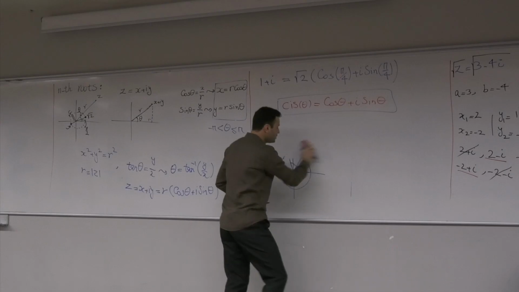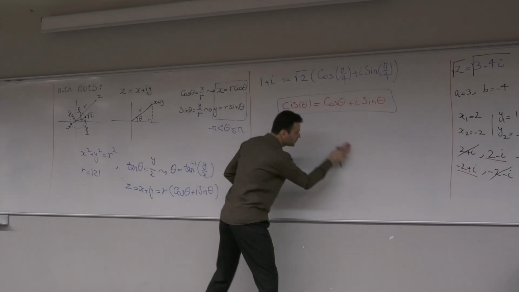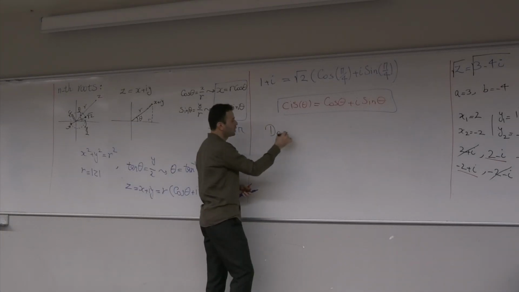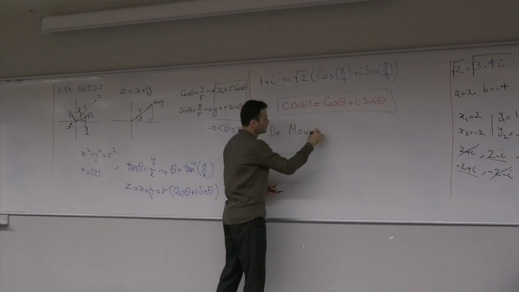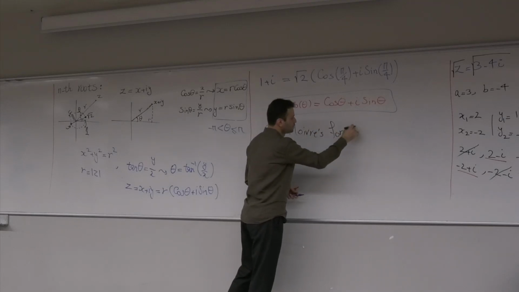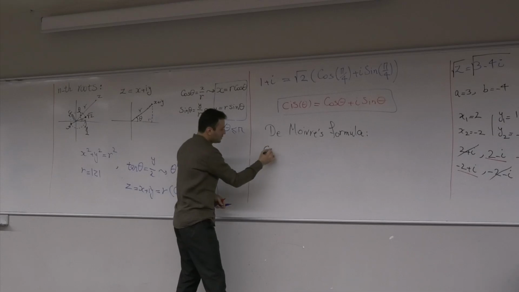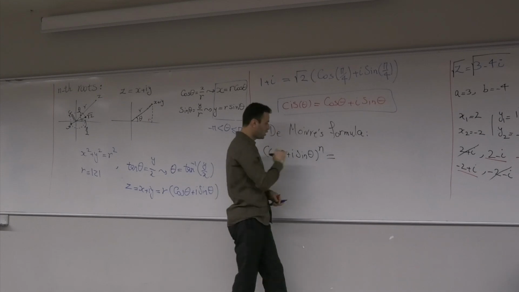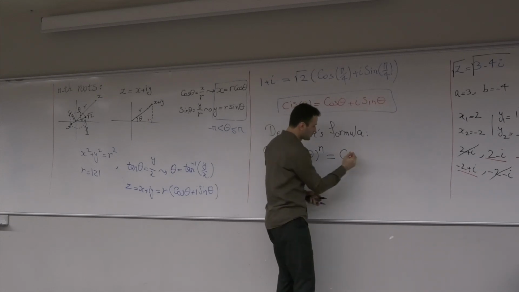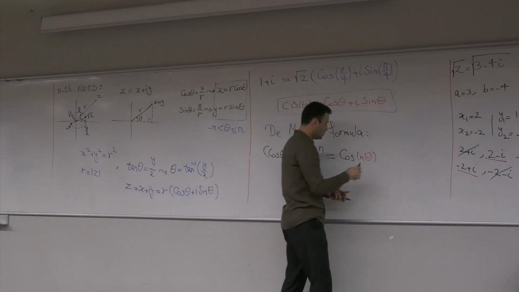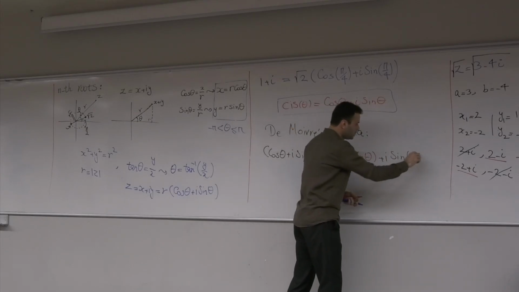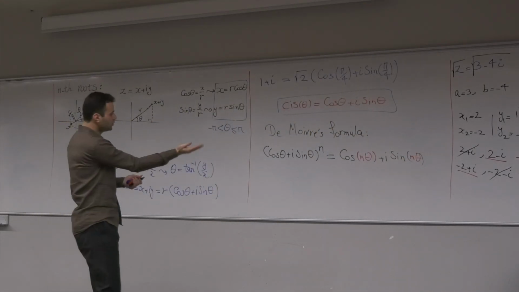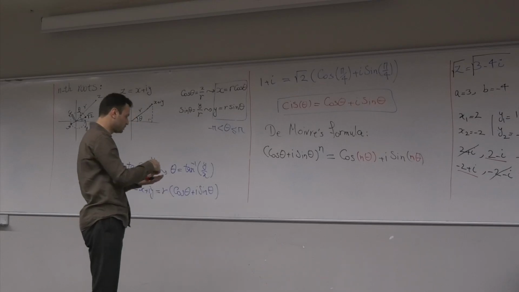This is a very important property of complex numbers, which also has a very special name, which is called the De Moivre formula. It states that cosine of theta plus i times sine of theta to the power of n is going to be cosine of n theta plus i times sine of n theta. Okay? Because geometrically we are just adding those angles to each other.